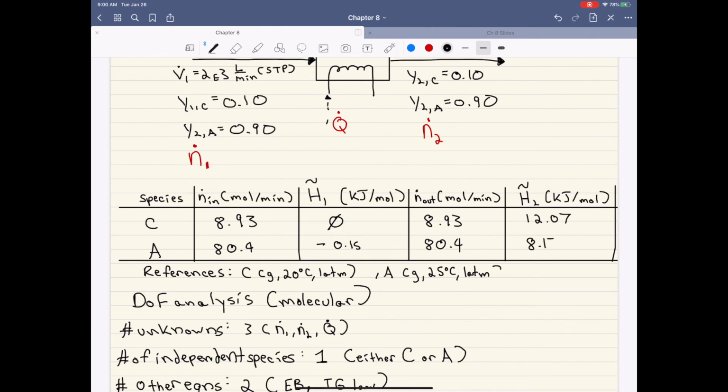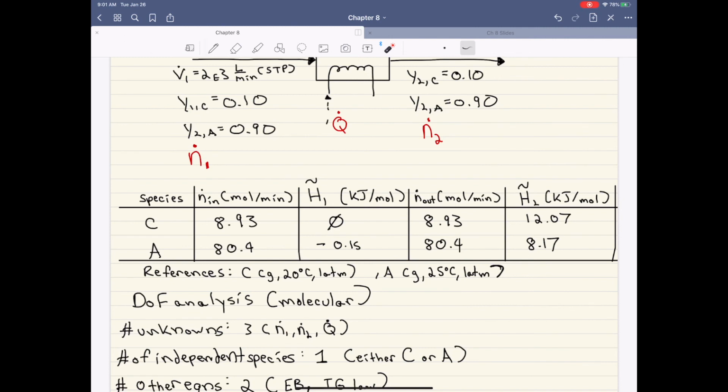8.17. Right, and so what I want to emphasize here is that the different species in the problem do not need to have the same reference state. Right? They can have different reference states. You just need to be consistent when you compare the species from their inlet and their outlet streams. Okay? All right, and so we filled out our table.